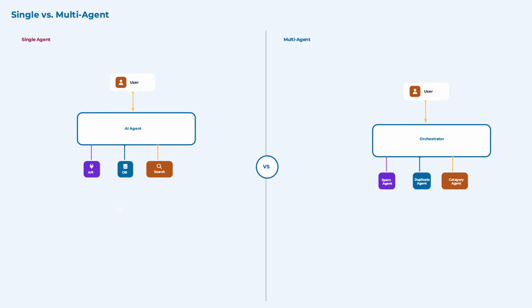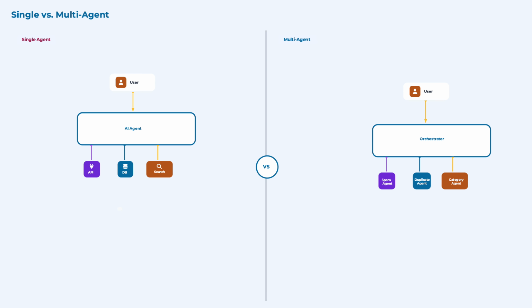But here's something important. You don't automatically need multiple agents just because multi-agent systems sound cool. In fact, I would recommend starting simple. Start with one agent. Give it a clear goal. Give it a small number of tools. And only introduce multiple agents when there is a real reason to separate responsibilities.